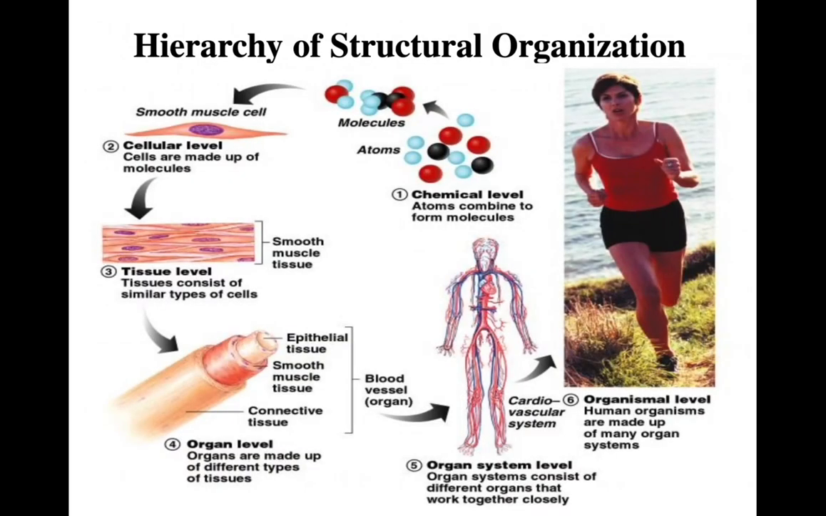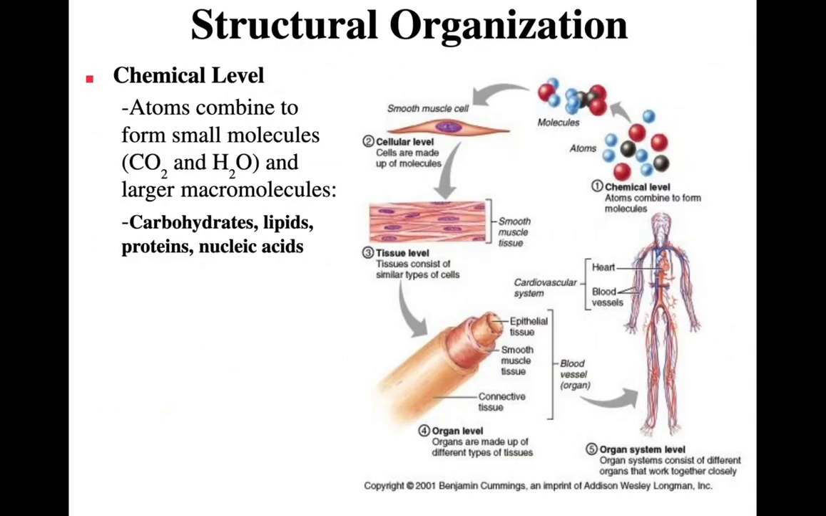So when we look at the hierarchy of the structure of organization, things are organized from the most basic level down at the chemical level, all the way on up to the whole organism. And so each level is organized and then combined to make the next level. So at the chemical level, you have atoms that are going to combine to form your small molecules, things like carbon dioxide and water. Then we also have the larger macromolecules, carbohydrates, lipids, proteins, and nucleic acids. So you have your smaller chemical level, and then they will combine to make your larger macromolecules. Those are made of several smaller molecules.